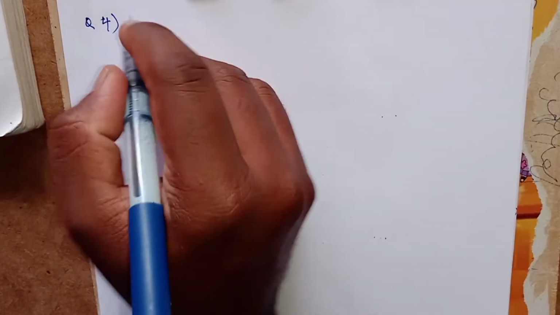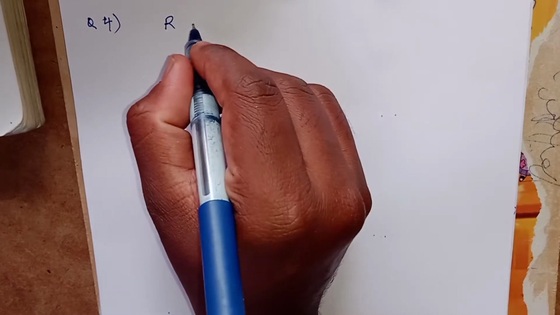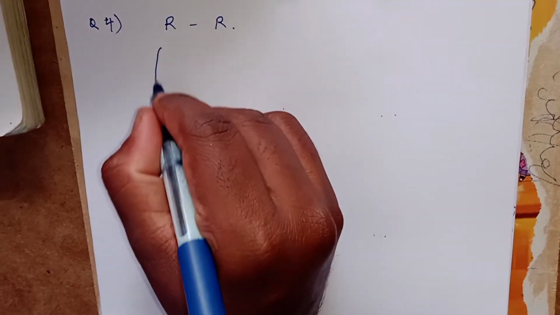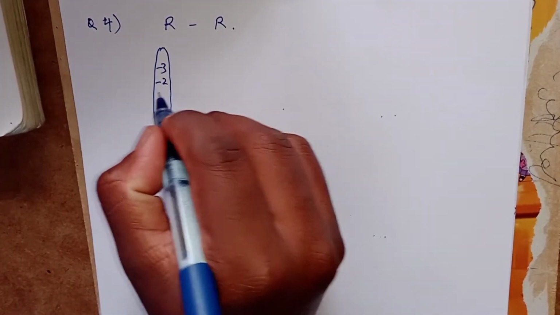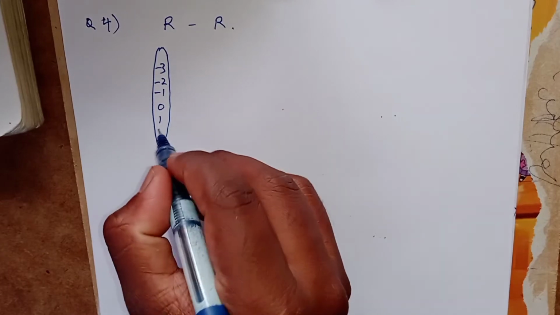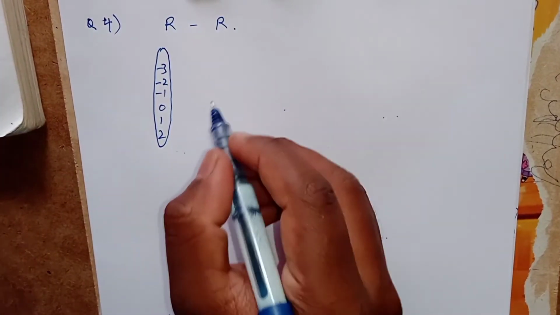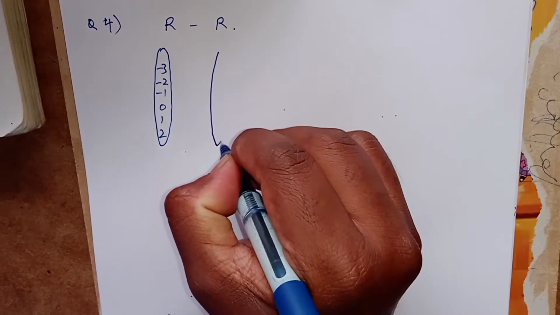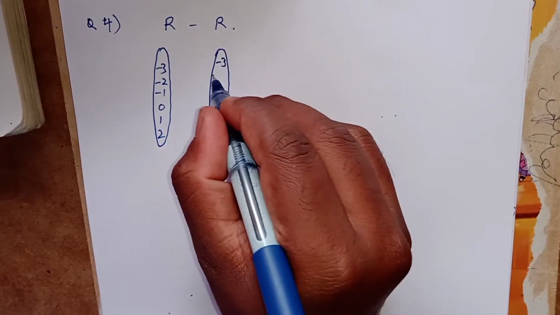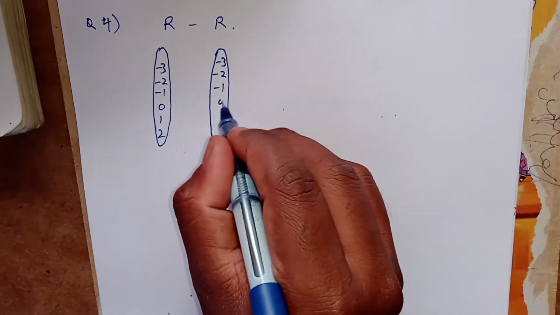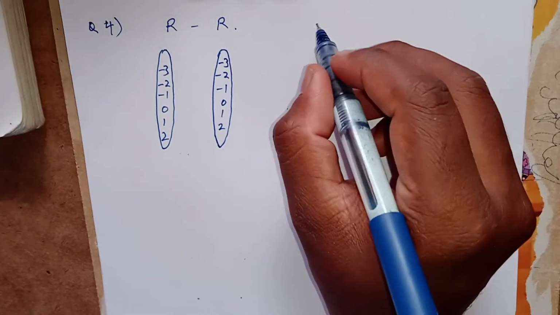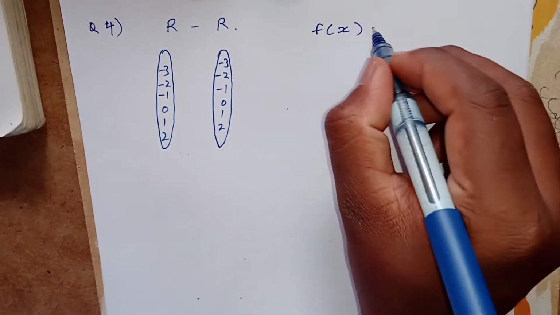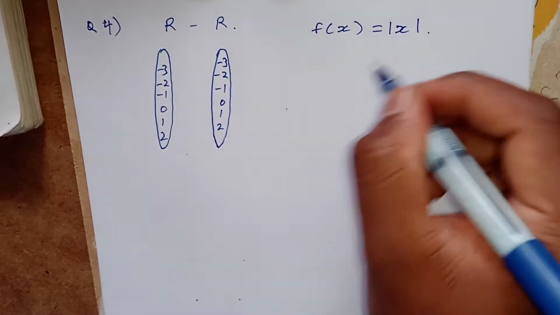Question number 4. Okay, real number to real number means -3, -2, -1, 0, 1, 2. Same here, real number: -3, -2, -1, 0, 1, 2. Okay, function f of x equal to modulus of x.